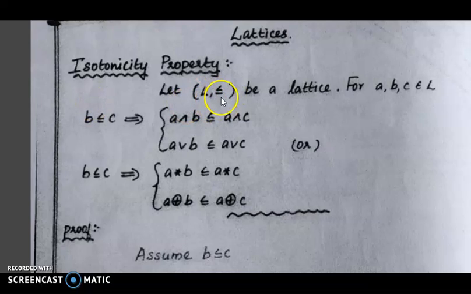40. Let (L, ≤) be a lattice, for A, B, C in L, B less than or equal to C implies A and B less than or equal to A and C, and A or B less than or equal to A or C. So we will consider this, okay. The second case is OR. That means AND can be replaced by star, OR can be replaced by plus circle. So anyway, it is enough if you prove this. We will consider this one, the first case.